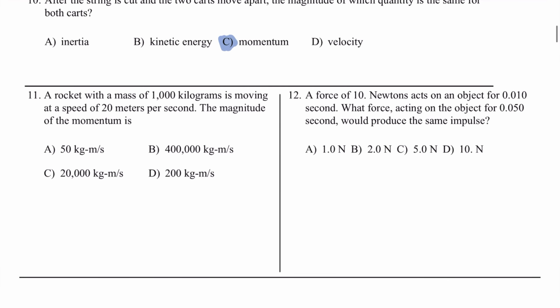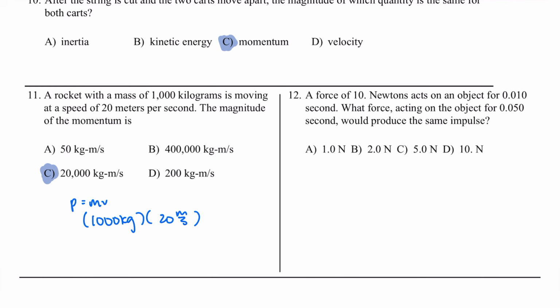Number 11. A rocket with a mass of 1,000 kilograms is moving at a speed of 20 meters per second. The magnitude of the momentum is what? So this question is really easy. We just use the momentum equation and plug in. So P equals mv. So 1,000 kilograms times 20 meters per second is going to equal C, 20,000 kilograms times meters per second.